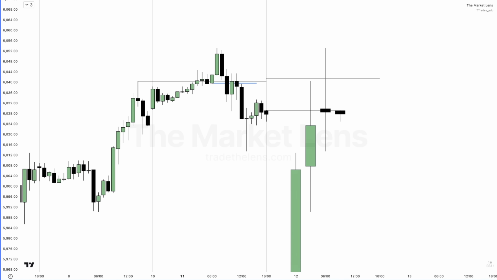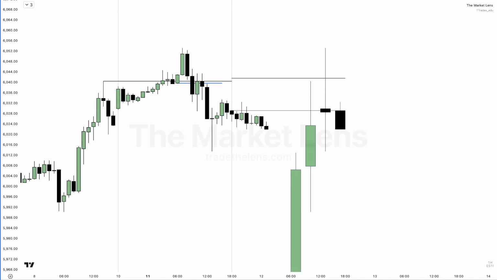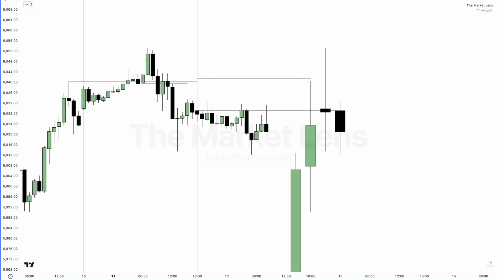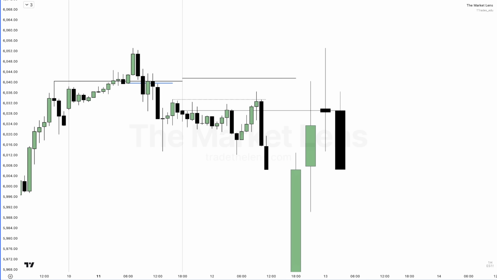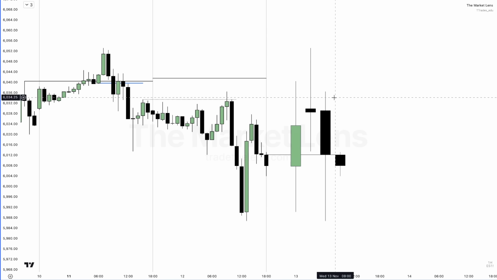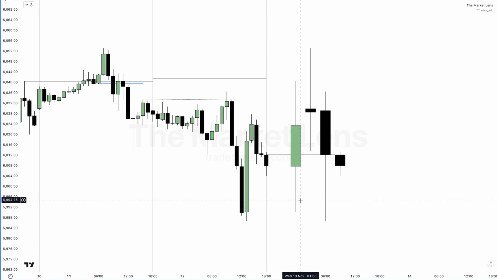So as we let this play out, we are getting some consolidation here. We then sweep the high in the consolidation, and then we start to expand lower. So you can see we opened, we formed a high in the lower half of this wick before expanding lower into these previous day's lows.